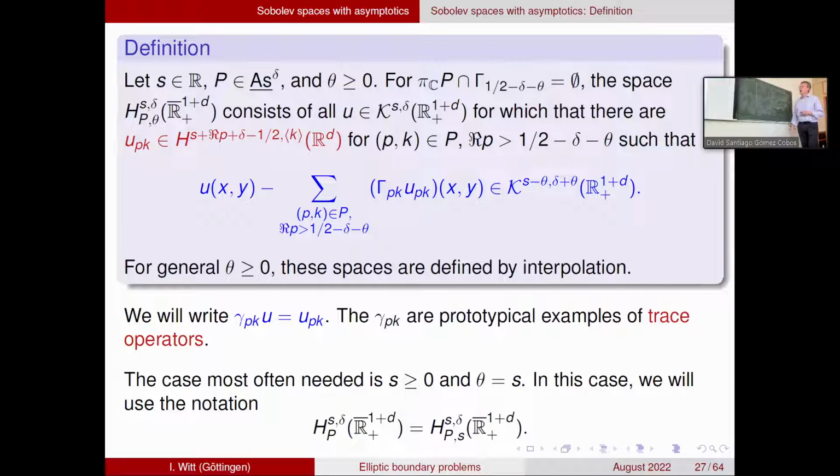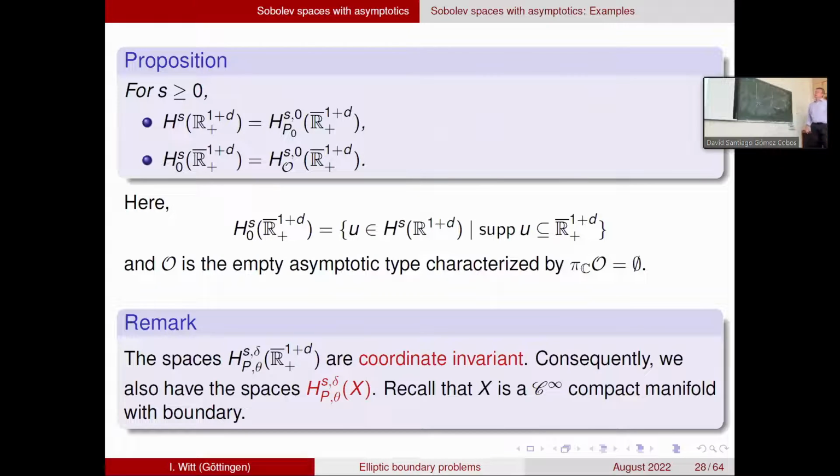So if we are in such a space and the u_k are uniquely determined, we denote them with gamma_k u. These are basically our trace operators in the calculus, essentially. The case occurring most often in applications is that s is non-negative and zeta equals s, and then I just don't write the zeta. Okay? And we have spaces H^{s,delta}_P. So here's an example.